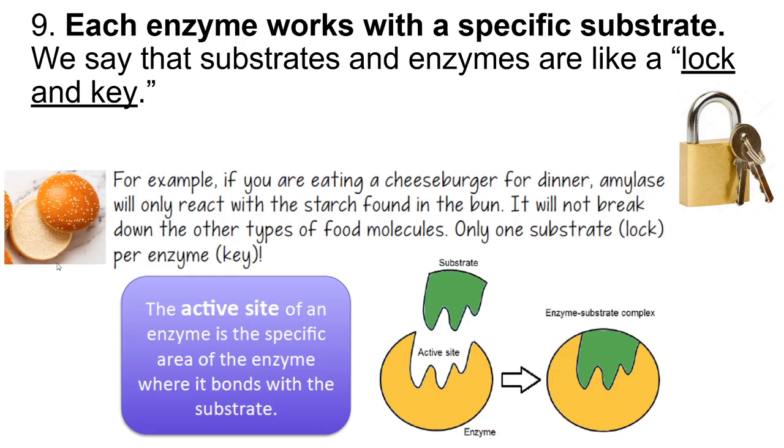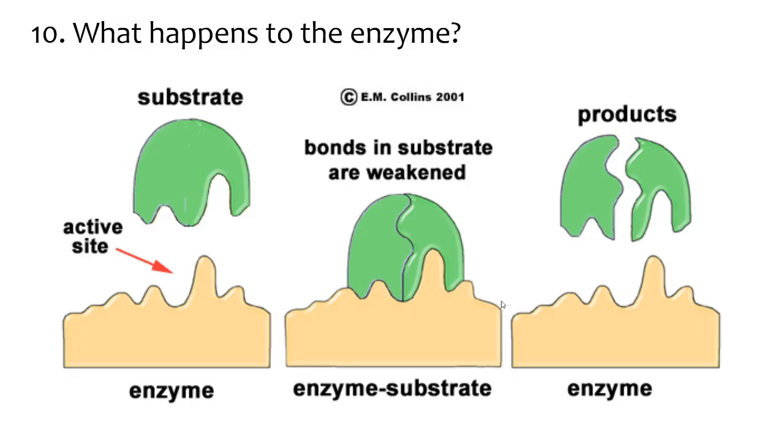So if you're eating a cheeseburger, you have an enzyme that will break down the bun. You'll have an enzyme that will break down the meat of the hamburger or the cheeseburger. And then you'll also have an enzyme that will break down the cheese of the cheeseburger. And then whatever toppings or things you might have in there, each enzyme will break down a different part of that food. So the active site for the enzyme is the specific area of the enzyme where it bonds with the substrate. And that's kind of like the lock and key. So you can see here are the teeth of the keys, and then there are the corresponding parts of the lock that fit that.